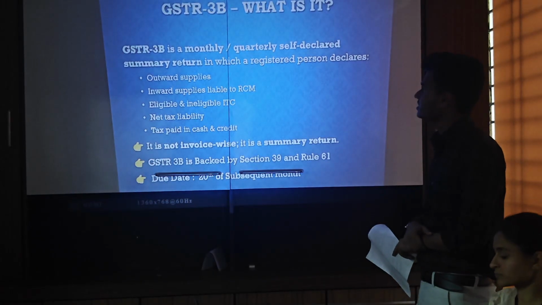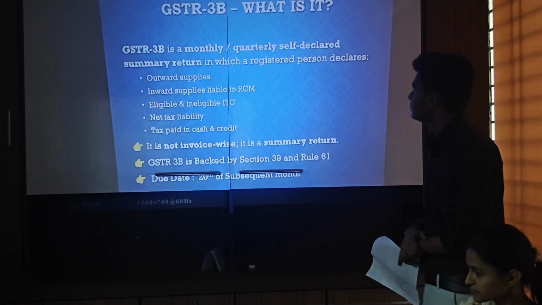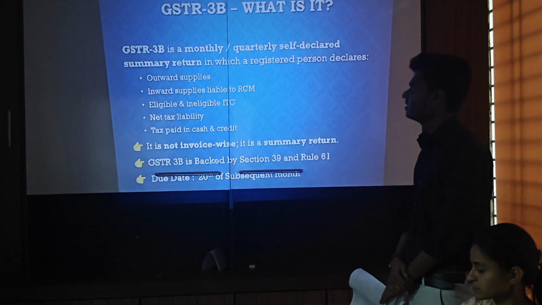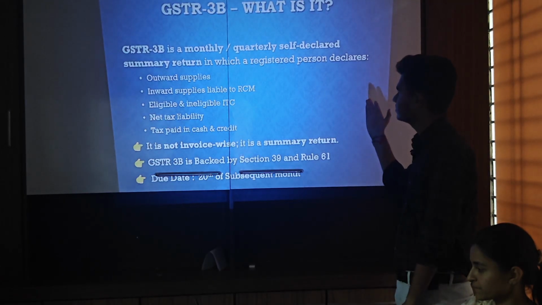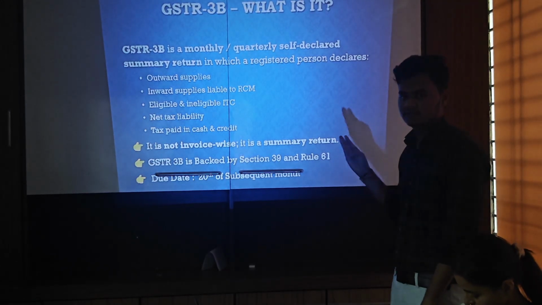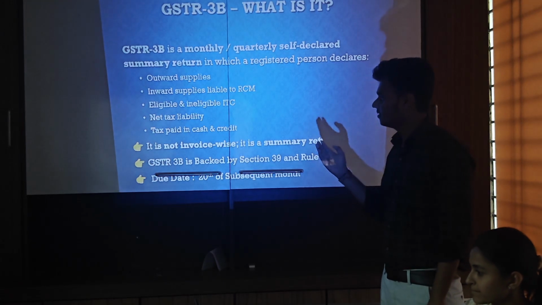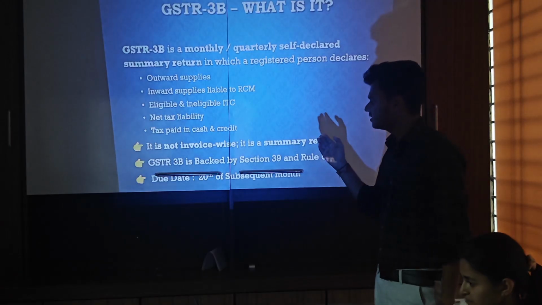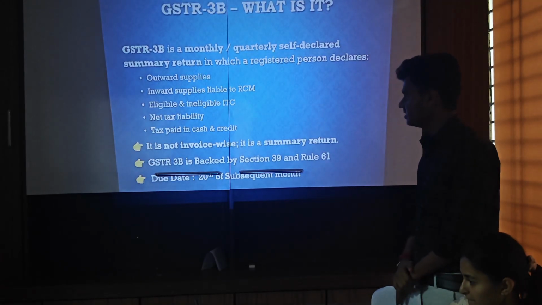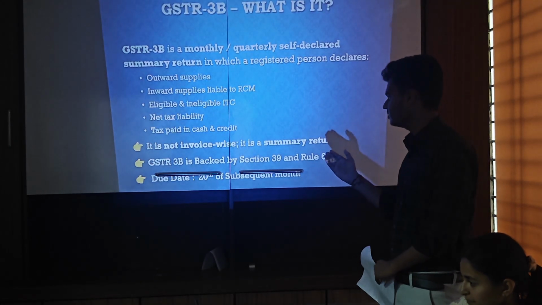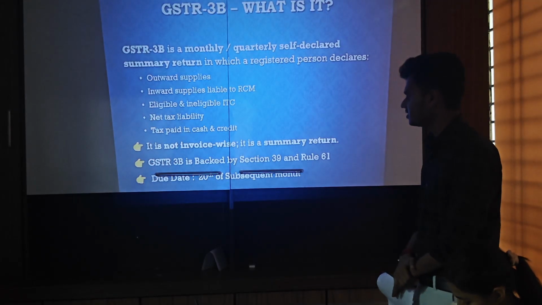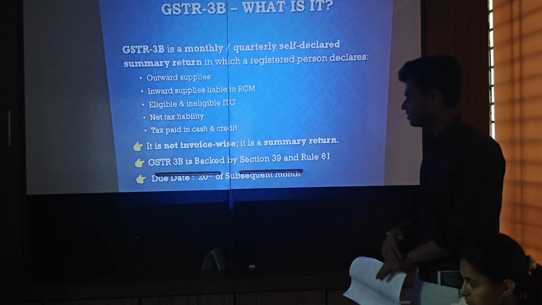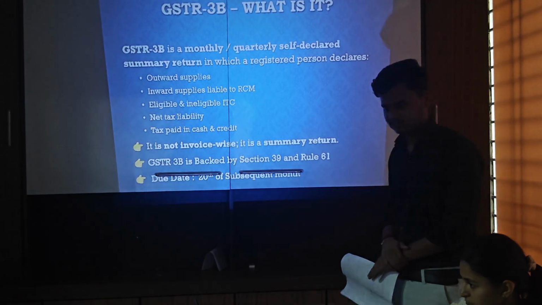Next is GSTR 3B. What is GSTR 3B? GSTR 3B is a monthly and quarterly self-declared summary return in which a registered person declares outward supplies, inward supplies liable to RCM, eligible and ineligible ITC, net tax liability, and tax paid in cash and credit. GSTR 3B is not an invoice-wise return; it is a summary return, backed by Section 39 and Rule 61. The due date is the 20th of the subsequent month.